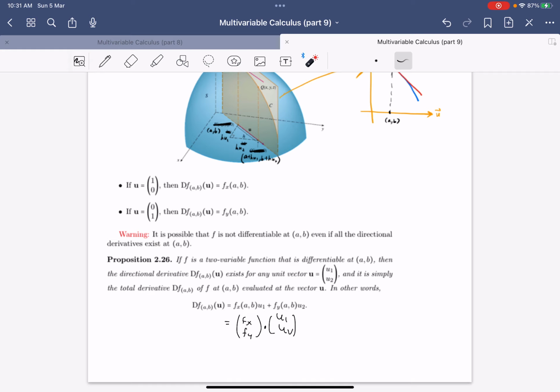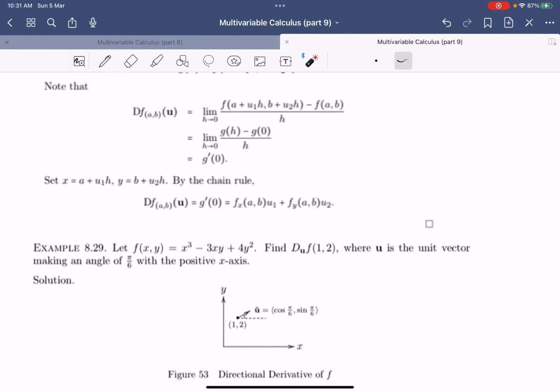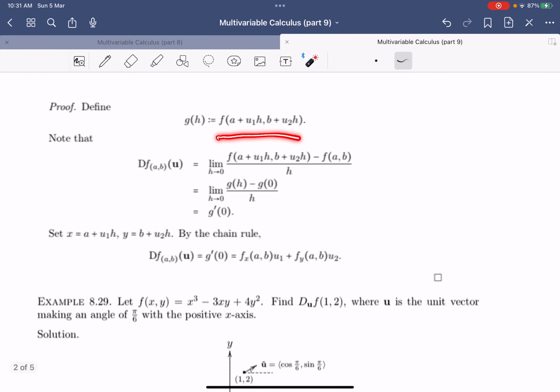And really, the reason for that is that if we let g equal f of (a plus u1 h, b plus u2 h), then the directional derivative with respect to u will equal the limit of g(h) minus g(0) over h as h approaches 0, and this is the definition of the derivative of g evaluated at 0.